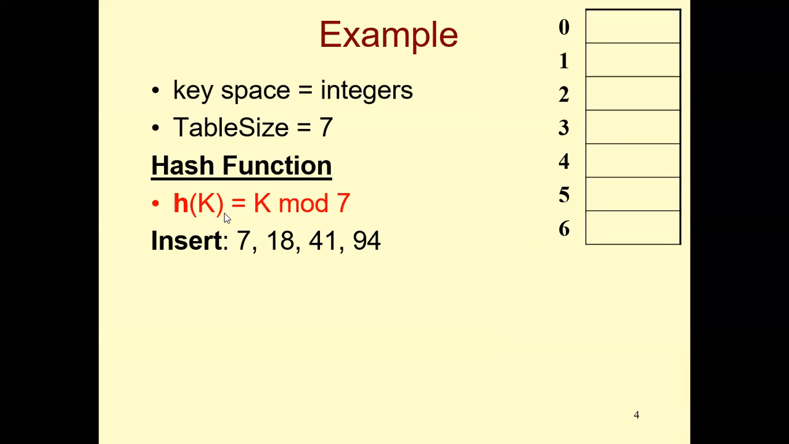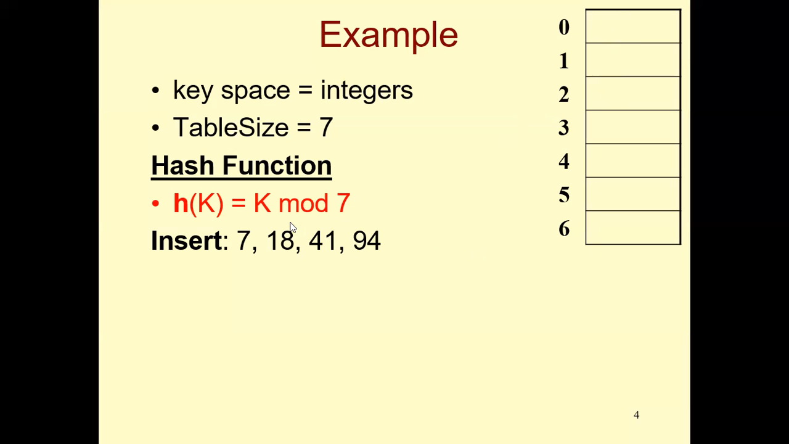The hash function that we are working with here is h of k equals k mod 7. By this time, you should know that mod gives the remainder of a number when it's divided by another number. In this case, k represents the number. So if k is divided by 7, whatever the remainder is is going to tell you which index the value is to be stored. All right, so let's look at how we would go about this.